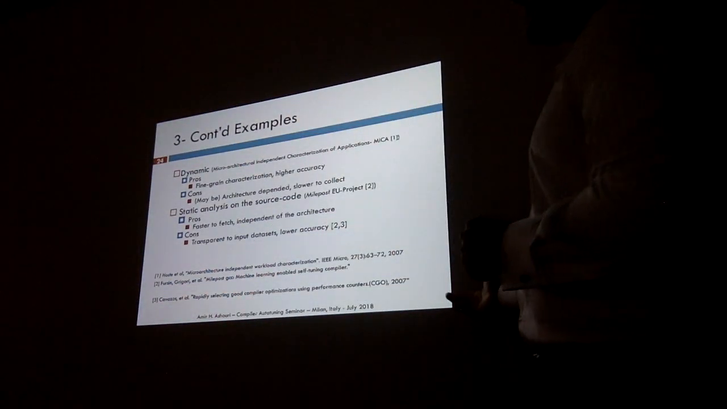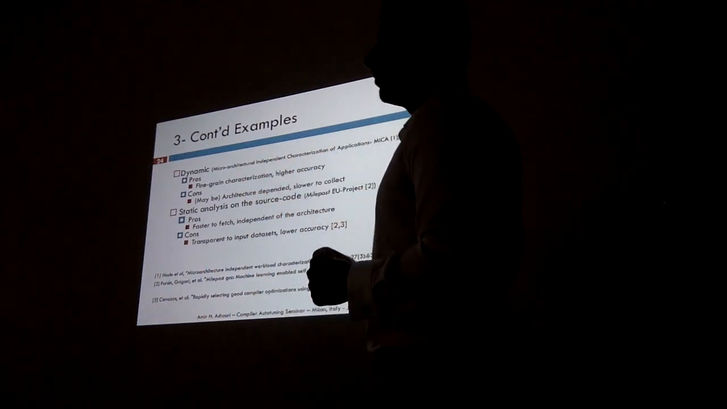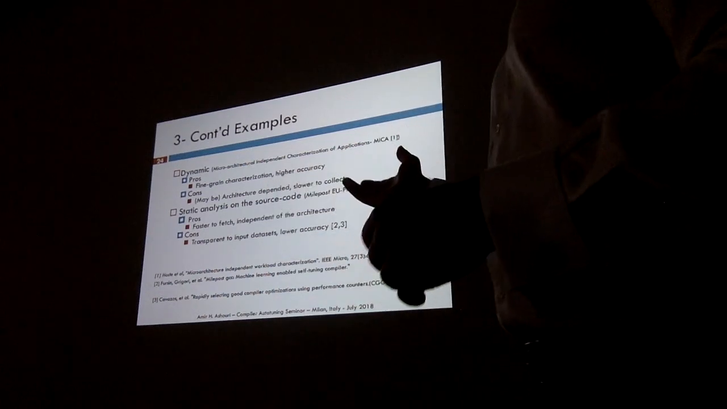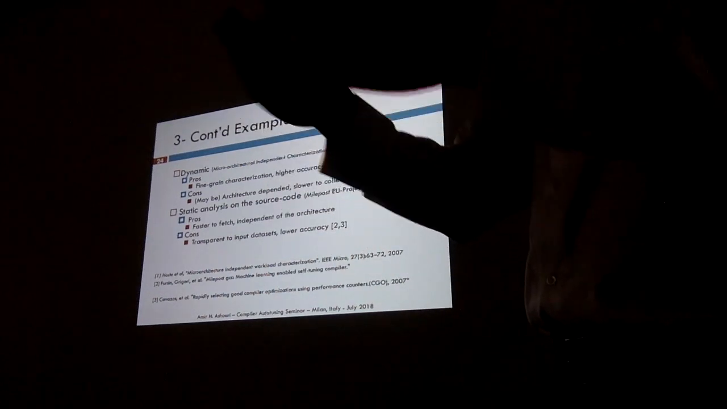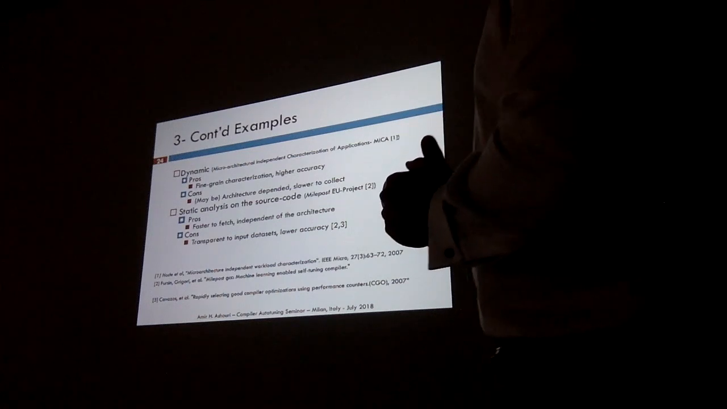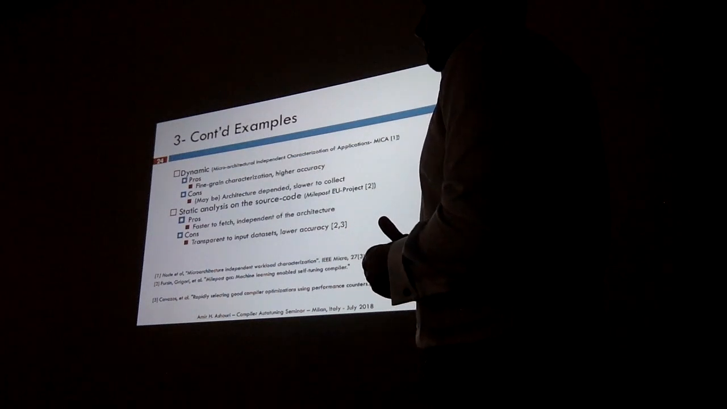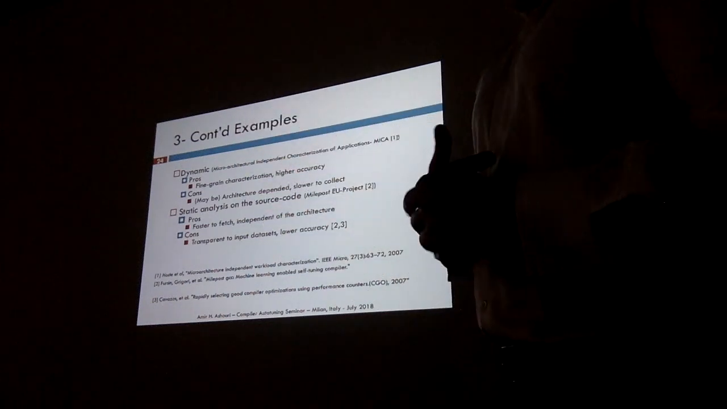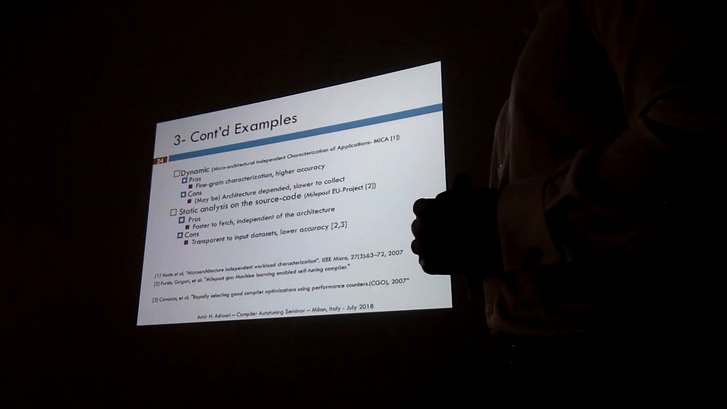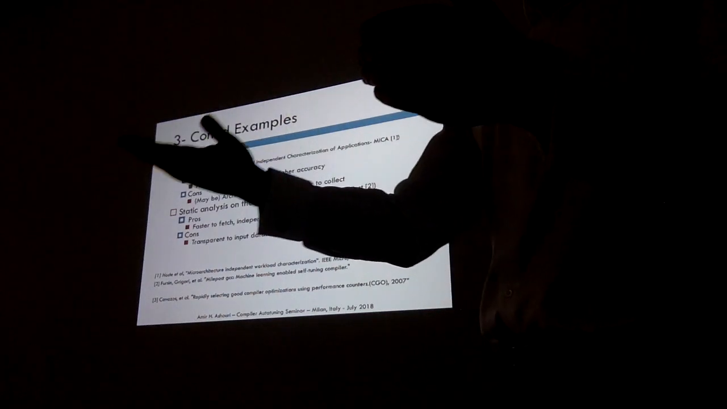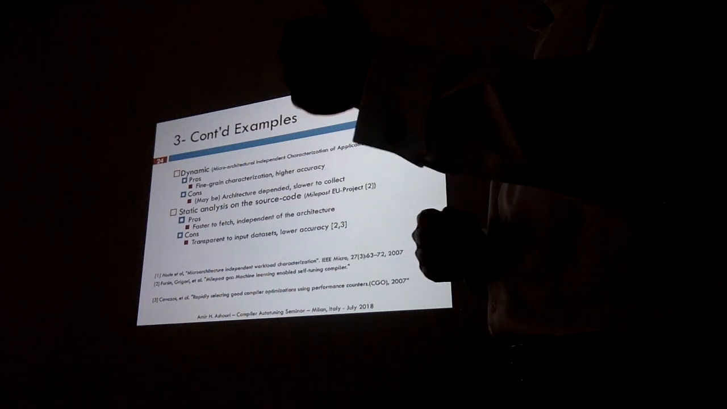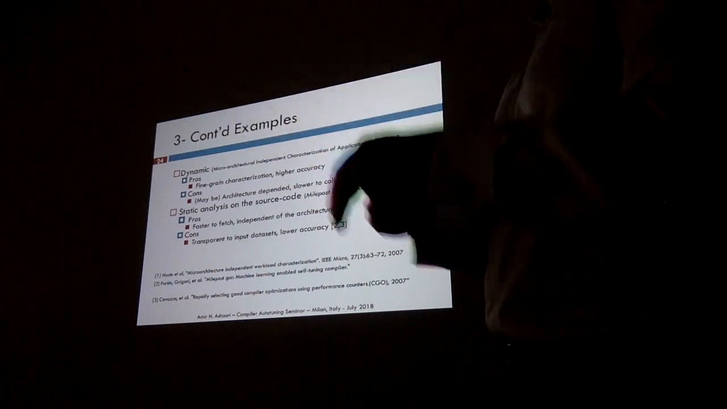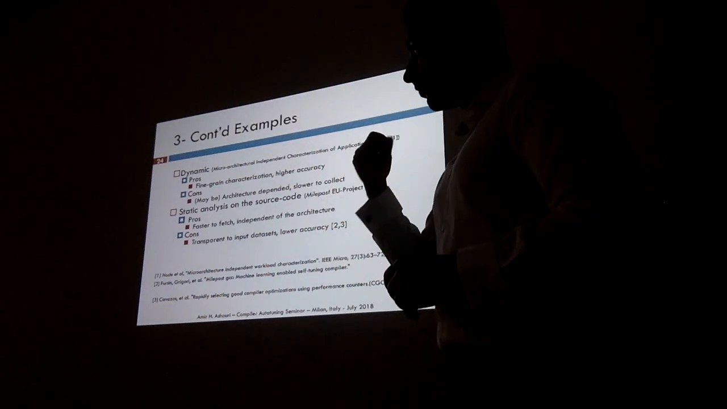The positive point of this is, of course, it's faster to collect the features, and it's also independent from the architecture because you're not running it. You just look at the source code and characterize it statically. While this is good, on the negative side, it doesn't take into account the input data set. If you change your data set, it's not going to change, so you're going to miss that accuracy if you're interested in playing with a different input size. Thus, it's going to lower accuracy.